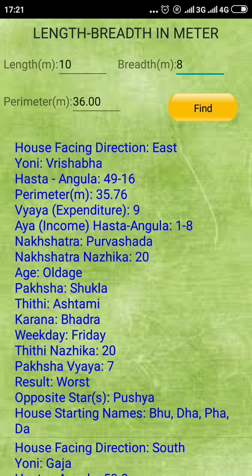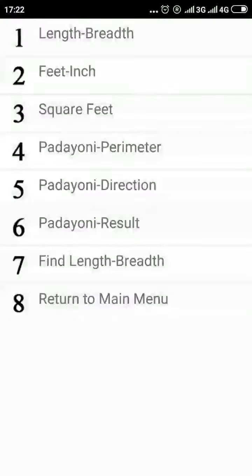Same way we can see the changes while changing the parameters. If the available result is not good for house, then we need to correct the length and breadth to change the horoscope of the house. Press back button to go back to previous menu.